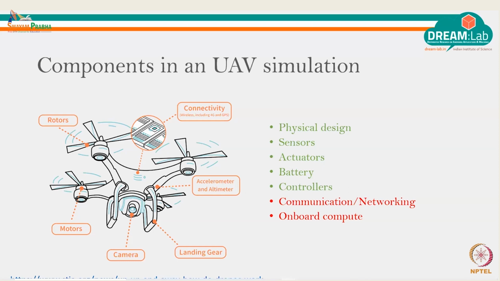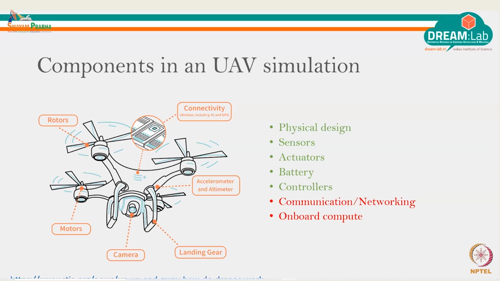Then we'll have the controllers. Then we also need the communication or networking that is required in the multi-UAV simulation, or even if not multi-UAV, a single drone needs to communicate with its base station, in which the communication comes into play. Next, we have the onboard compute. Let's say the camera is taking in the video feed and it has to analyze it and take decisions based on that, so the onboard compute also comes into the picture. The first 5, the ones in green, can be simulated using ROS and Gazebo, and the next 2 are out of scope for these 2.